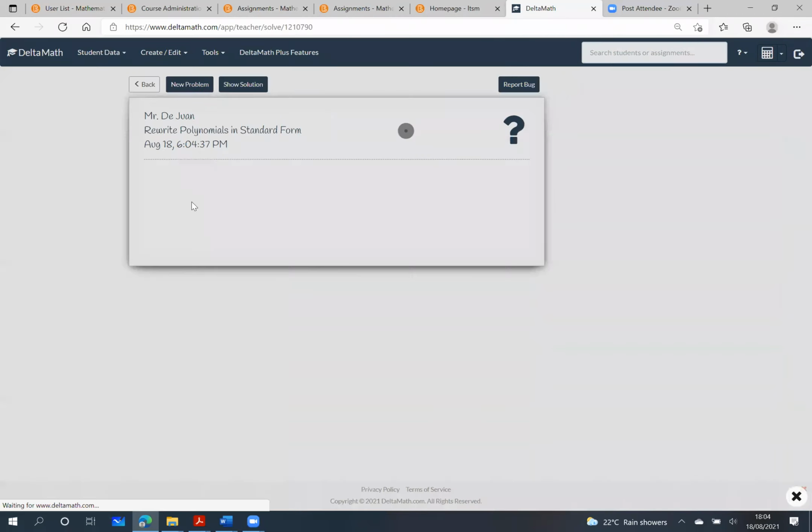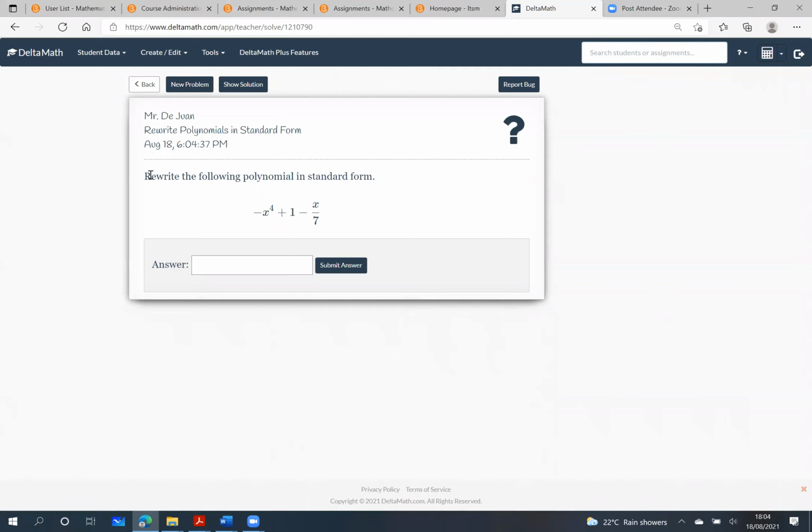Rewrite polynomials in standard form. If you will recall, standard form involves writing the biggest exponent to the smallest exponent. So in this example, I have negative x to the power of 4. Remember, a number on its own, like 1, actually has a variable, x to the 0. But that's the smallest, so we can put that right here because 0 is the smallest possible number.